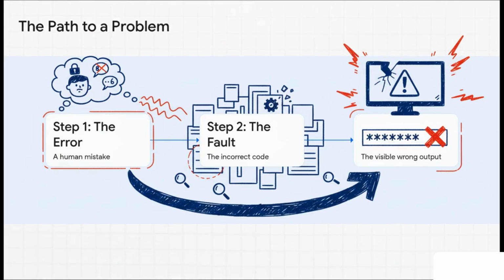Okay, so this is where it gets really interesting. A problem doesn't just appear out of nowhere. It all starts with an error. That's just a simple human mistake. Let's say a developer misreads a requirement and thinks a password needs to be 6 characters long when it should be 8. That human error leads to a fault, which is the bad code they write. The bug is now in the system, but it's hiding. The problem only becomes visible when it causes a failure. That's the moment a user tries to create a 6-character password and the system wrongly accepts it. The whole point of testing is to catch that fault before it ever has a chance to become a failure.